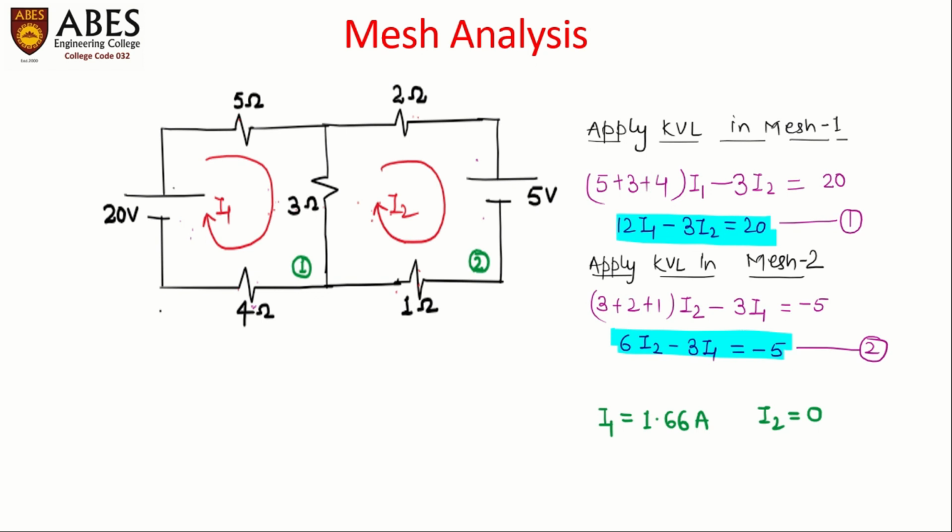Now this one is case 1, and you can start to apply this mesh analysis method to find voltage and current in any branch or any element of the circuit. The circuit consists only of voltage sources and resistances.